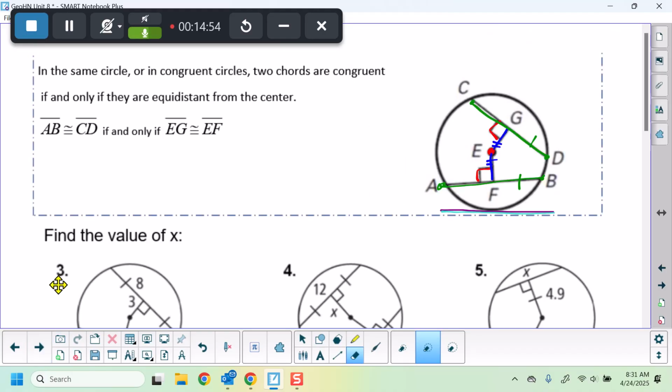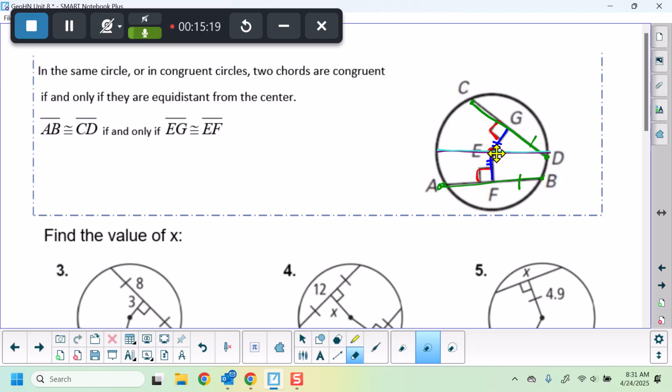In the same circle or in congruent circles, two chords are congruent if and only if they're equidistant from the center. So here are two chords, and they're a special kind of chord that goes through the center. What do I call them? What's a special kind of chord that goes through the center? Everybody say it out loud. What are they? They're diameters. That is the widest part of the circle.